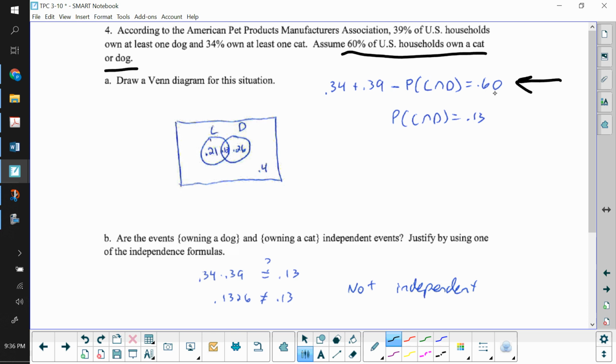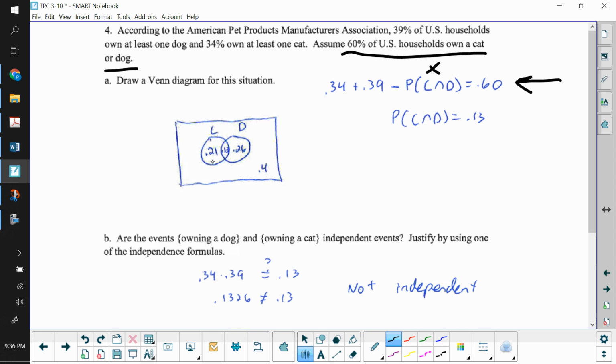So here's that OR formula. We've got the OR is 0.60, the dog, the cat, and then minus the and, which you can think of as X. When you go through and solve that, you get 0.13 for the middle. Well, then remember, the entire cat circle has to add up to 34%. We already used 13% of it in the middle, so that means there's 21% left for the cats only.